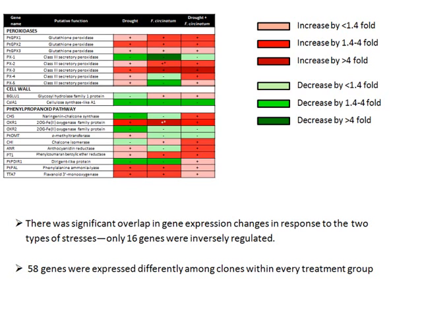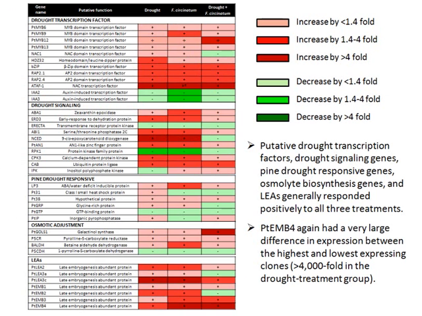So I'm going to kind of fly over these really quickly. There was significant overlap in the gene expression changes between the 2 different treatments. Only 16 genes were inversely regulated. 58 genes were expressed differently among clones within every treatment group, so all of the treatments.